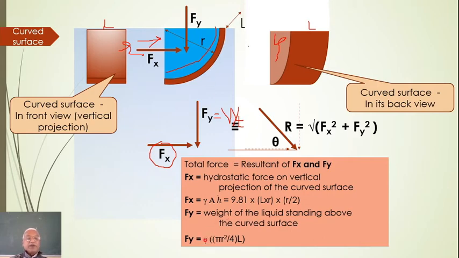So specific weight is gamma. The area of a quadrant of a circle is pi r squared by 4. The depth is L. So this area multiplied by L gives you the volume. Volume multiplied by gamma gives you the weight. So that's how to calculate Fy. So this is the overall procedure for how to handle a curved surface.